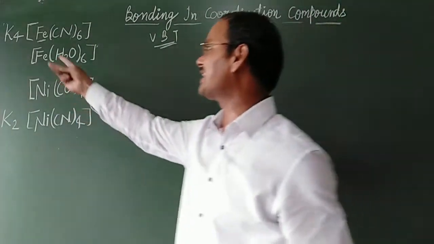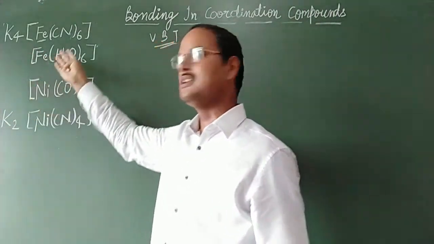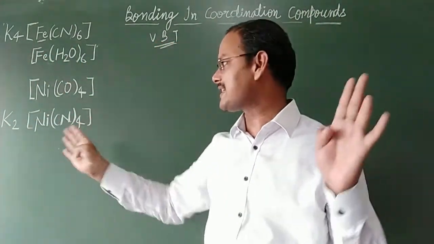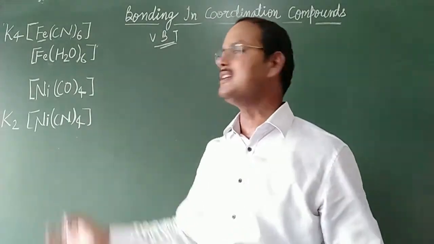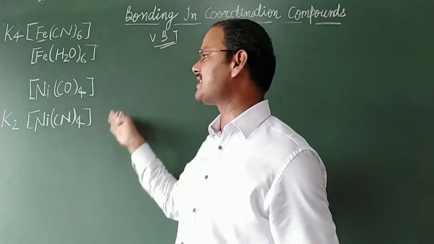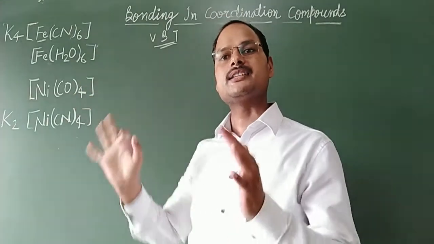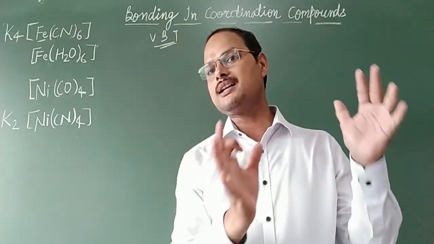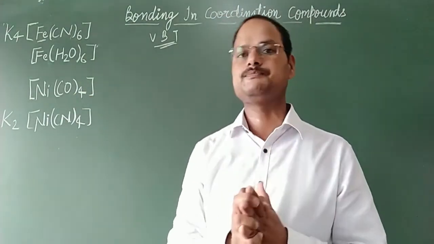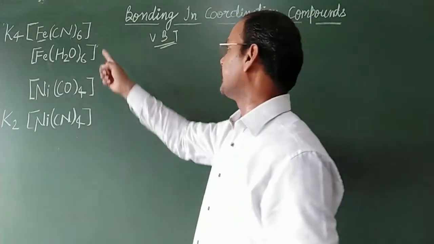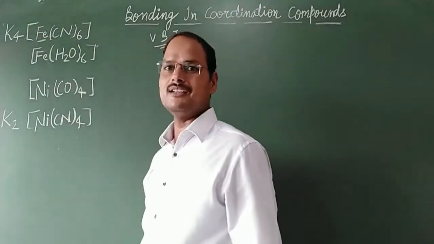It means the other part, like K4, K2, has no role in deciding the geometry. The part written within the square bracket is the important one to find out the type of hybridization and structure. So let us start with the first example.